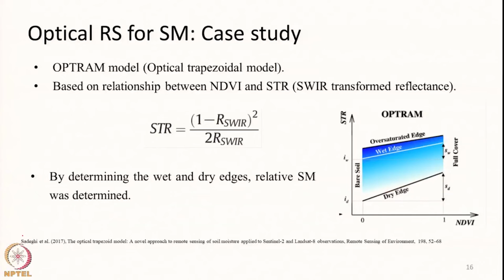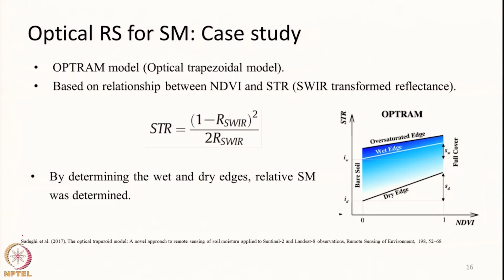So, we know that soil moisture will influence reflectance, but there is no direct relationship that we can establish and apply to various regions to estimate soil moisture. There are some studies which used reflectance with soil moisture, but it is not often used. However, recently a model was developed called OPTRAM, the optical trapezoidal model, which showed that using reflectance data, it is possible to retrieve soil moisture.